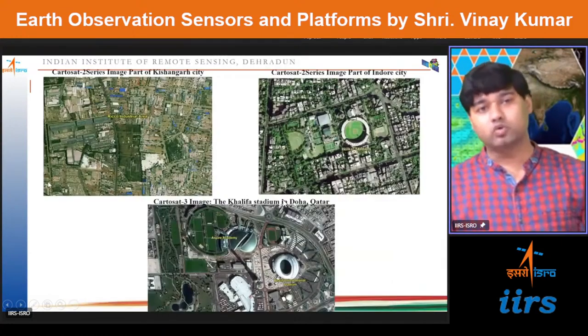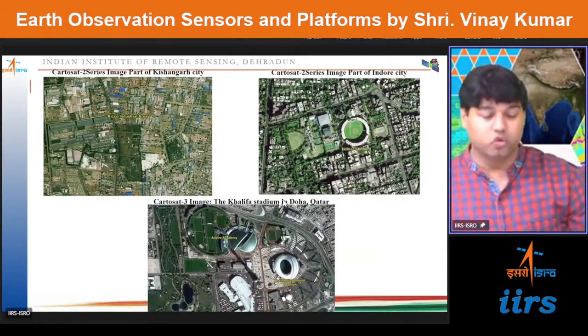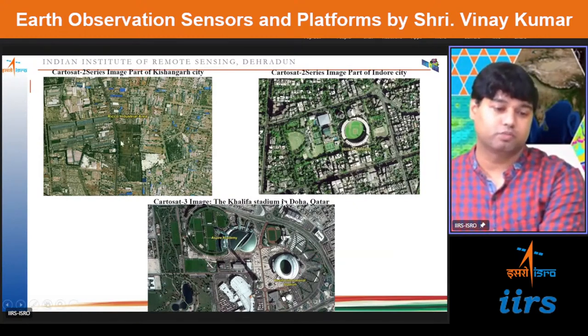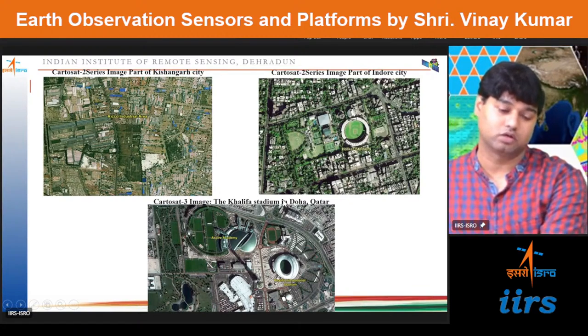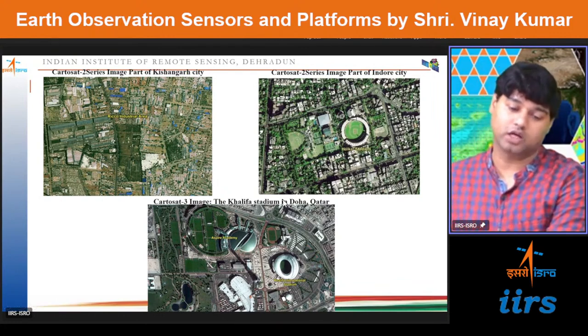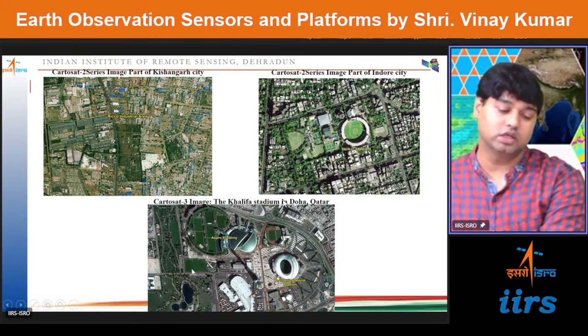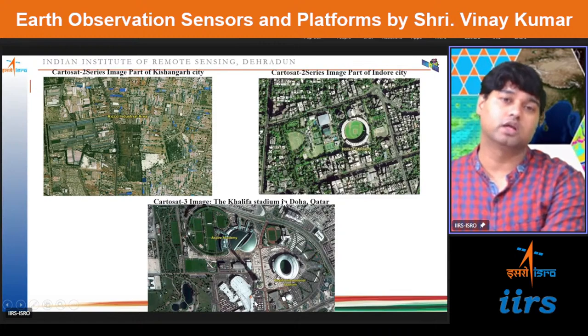This is the Cartosat-2 series image, fused image of panchromatic and multispectral. So you can see this is part of Kishangarh city and this is part of Indore city. The Holkar Museum Stadium is visible over here. And here this is Cartosat-3 image of Khalifa Stadium in Doha, Qatar. So here you can see the different vehicles. Color is also clearly visible.